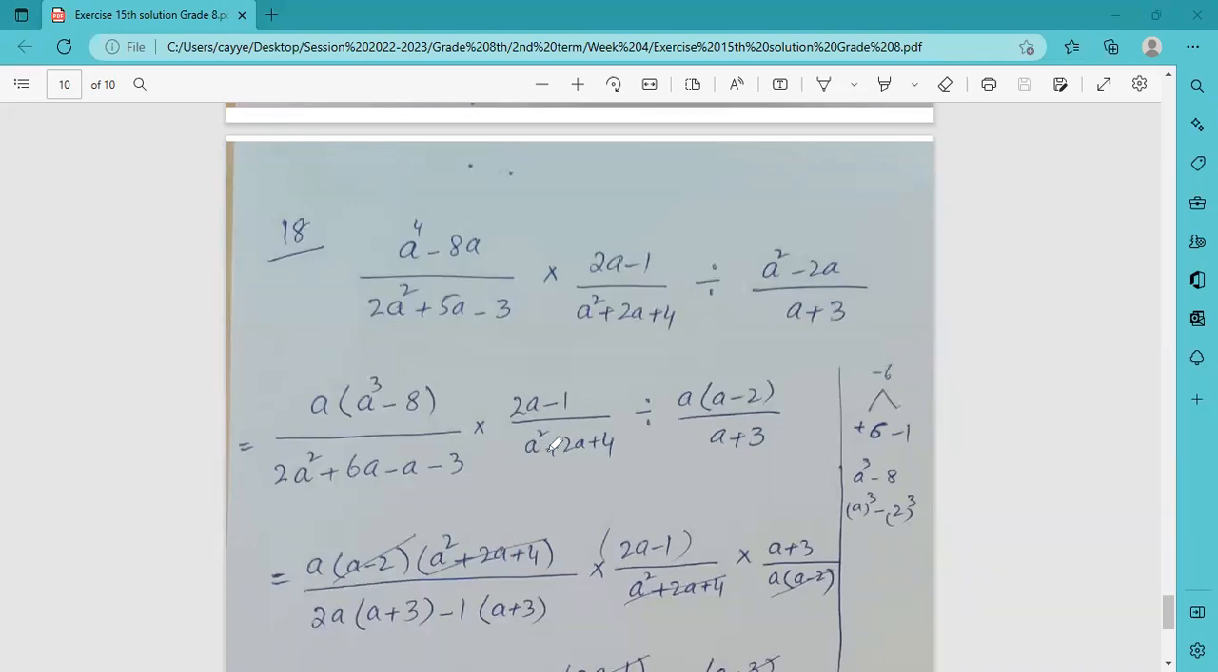Multiply 2a minus a, and then there are 3 terms. You will use the midterm break method. Similarly, there are 3 terms. 2 3s are 6. See this, how we do it. Plus 6, there is a, minus 1. Then there is a divide sign, a into a minus 2 over a plus 3.